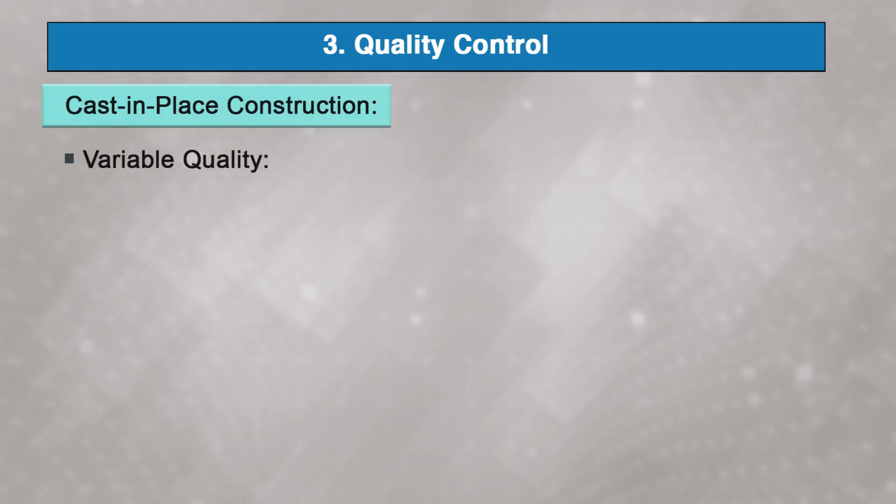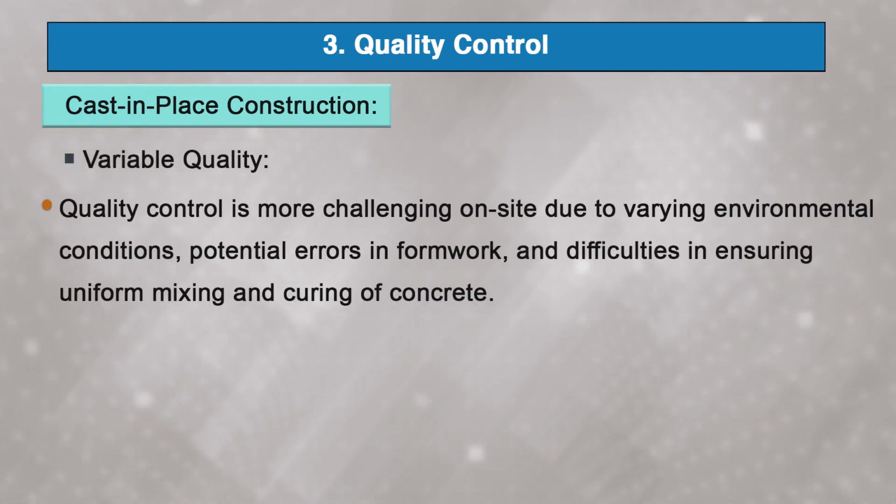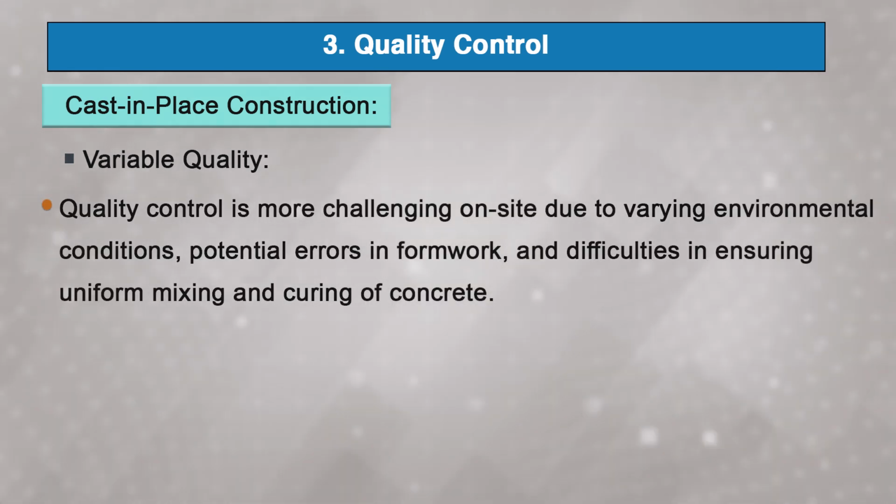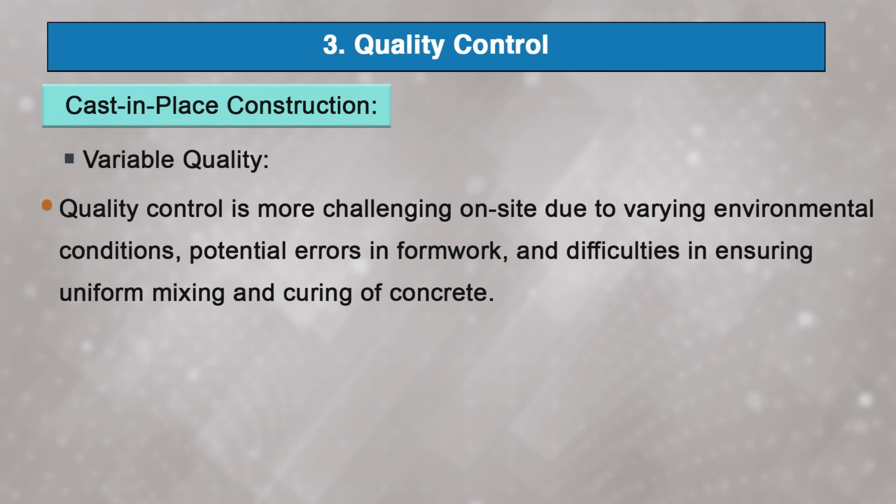For example, precast panels can be produced with exact dimensions, smooth surfaces and integrated finishes, reducing the need for on-site corrections. Whereas in cast in place construction, there is variable quality. Quality control is more challenging on-site due to varying environmental conditions, potential errors in formwork and difficulties in ensuring uniform mixing and curing of concrete.